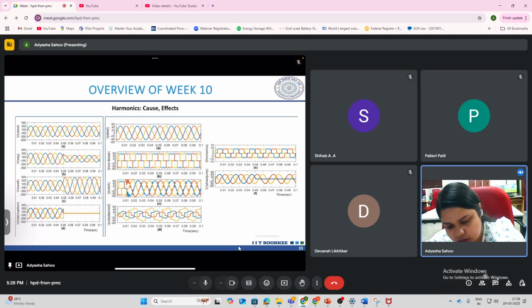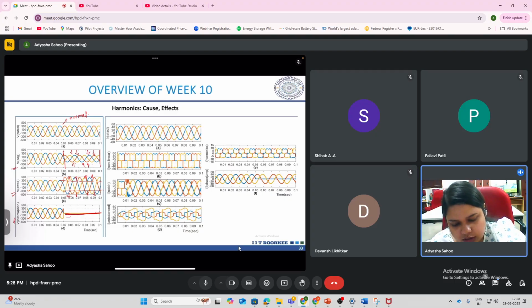So this is the normal one without harmonics. And now this is the voltage sag. That means the voltage you can see in this portion has reduced. This is voltage swell, so the voltage has increased here. Then another ill effect is interruption, that means the voltage is absent in this part.